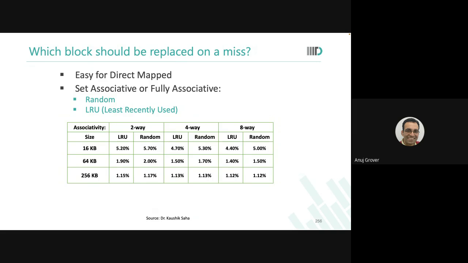बिल्कुल random. किसी को भी हटा दो. And you will see that if my cache size is large, random and LRU are almost the same. Are you able to see this? If my cache size is small, then there is some difference between the two. Otherwise, random is as good as least recently used or most recently used.